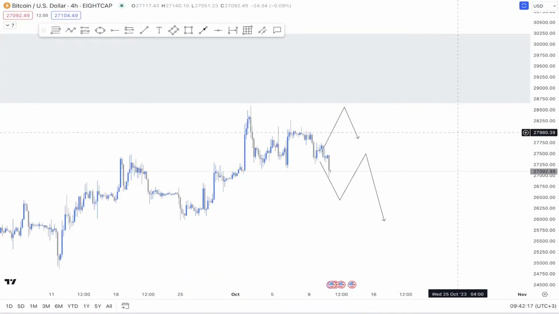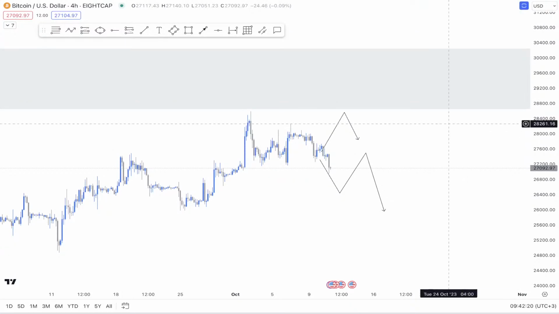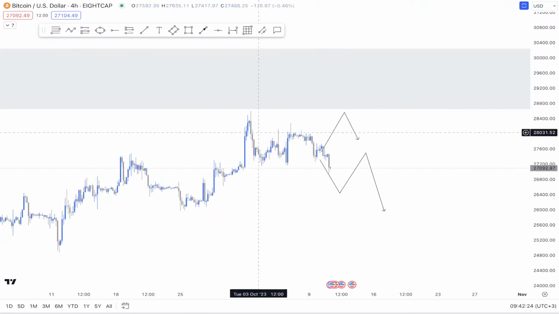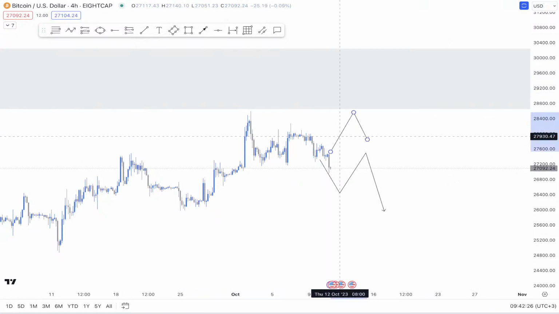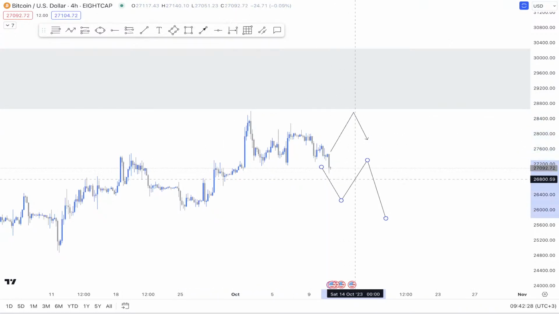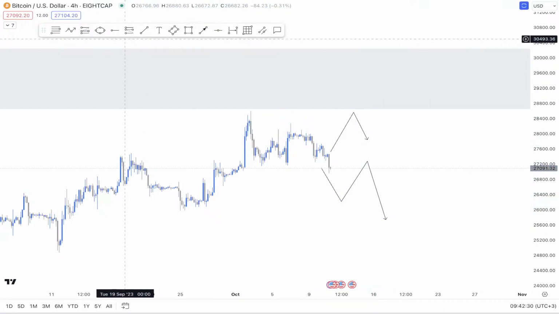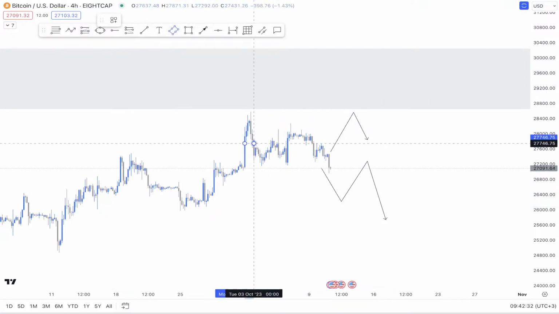All right, so now I will go over today's crypto analysis, starting off with Bitcoin. Okay, so on Bitcoin right now, we are pretty much in the middle of nowhere. Okay, because we kind of formed a 4-hour range. If we look closely, check this out.